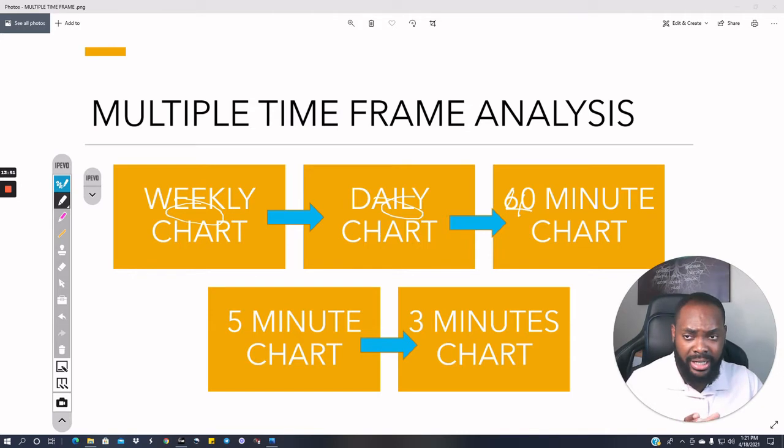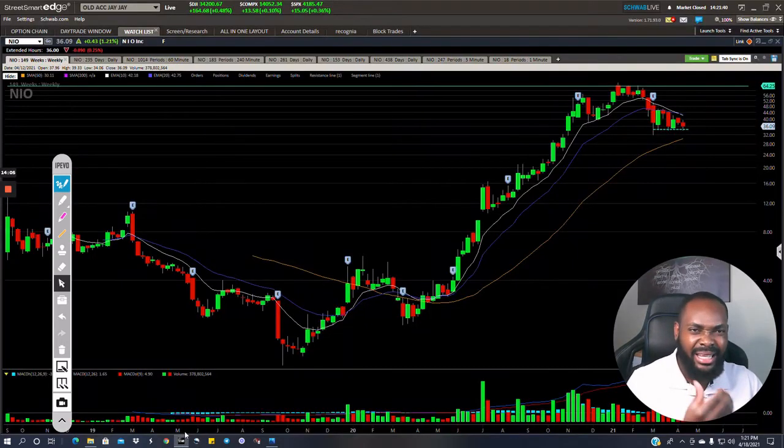Okay, if you're a day trader, you want to go weekly, daily, 60-minute, and then 5 and then 3-minute. That's what I use. You can customize it to your specific preference that you understand. All right, so let's get back to the chart.